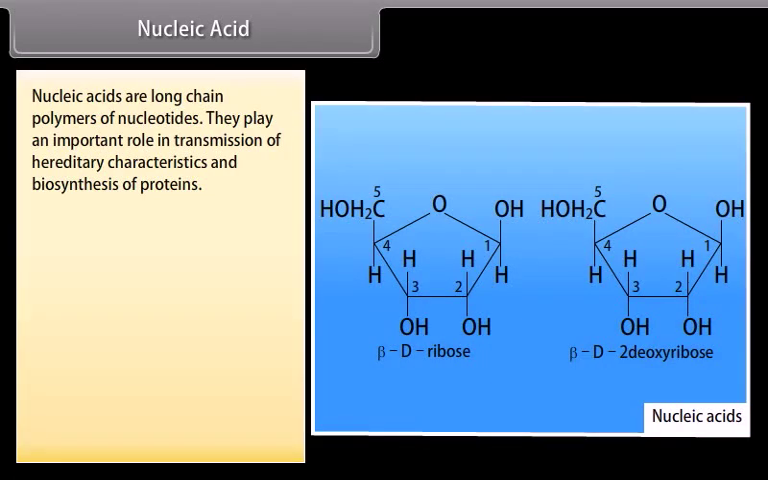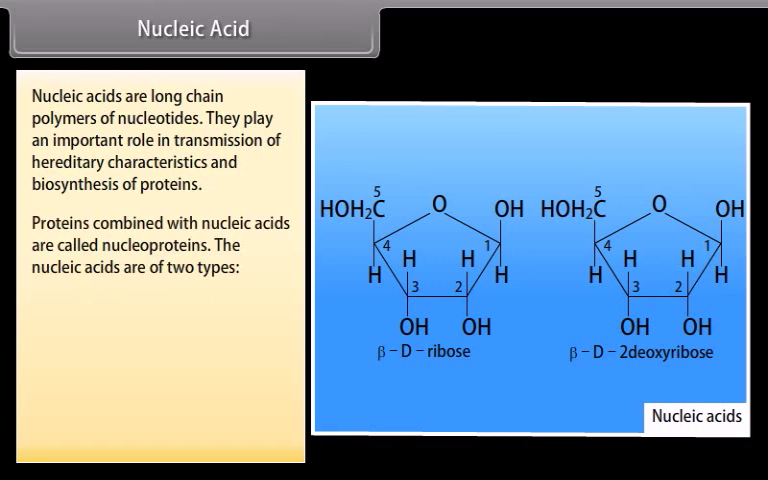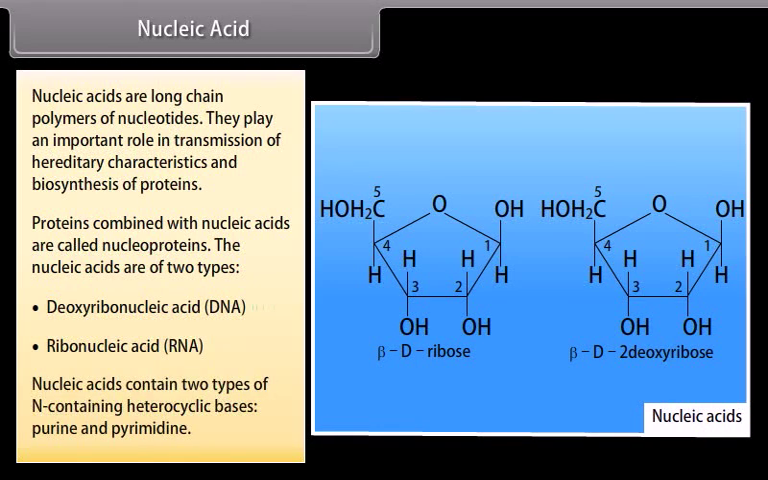Nucleic acid. Nucleic acids are long-chain polymers of nucleotides. They play an important role in transmission of hereditary characteristics and biosynthesis of proteins. Proteins combined with nucleic acids are called nucleoproteins. The nucleic acids are of two types: deoxyribonucleic acid and ribonucleic acid. Nucleic acids contain two types of N-containing heterocyclic bases, purine and pyrimidine.